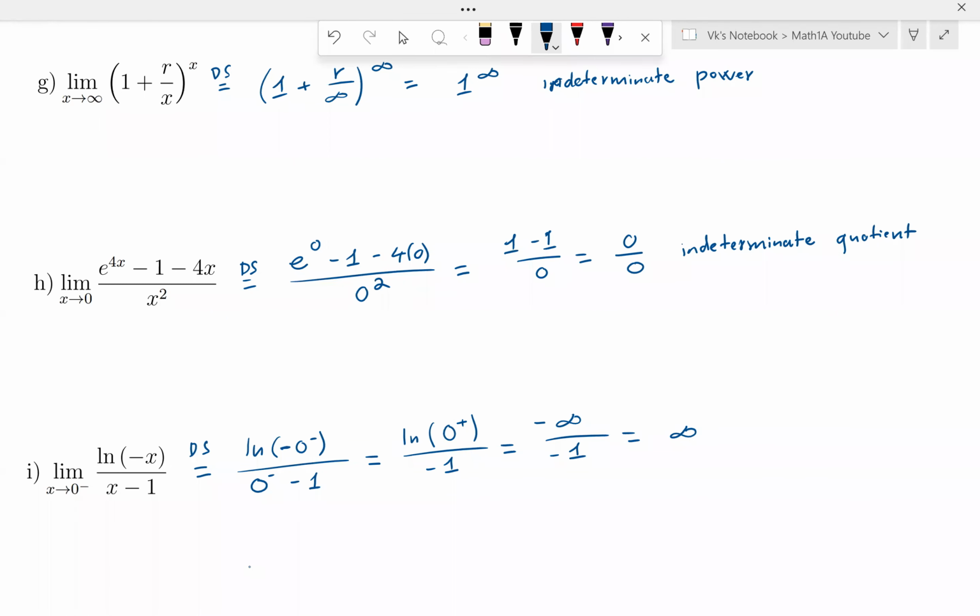You've got to be careful on these direct substitutions to figure out whether the limit has an indeterminate form or not. Because if it has an indeterminate form, there's a way that we can figure out the limit. And that is in the next video.